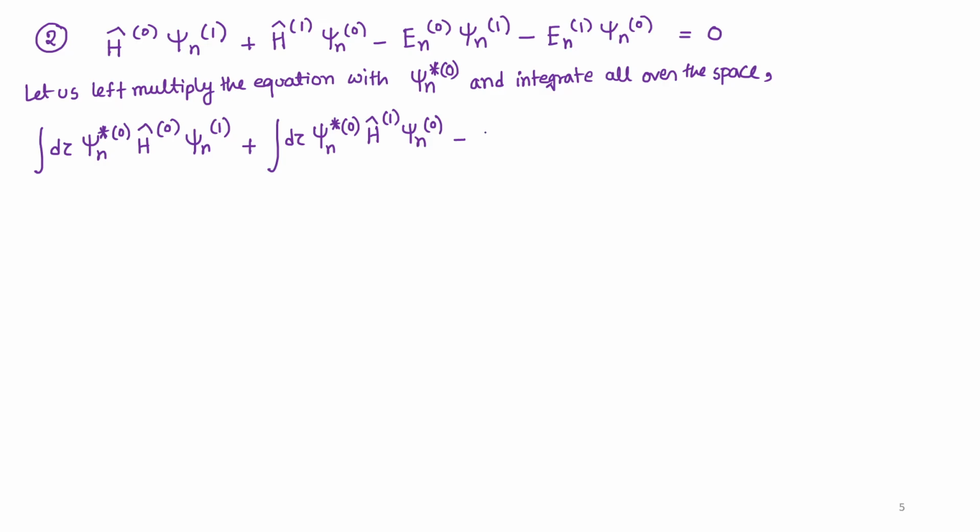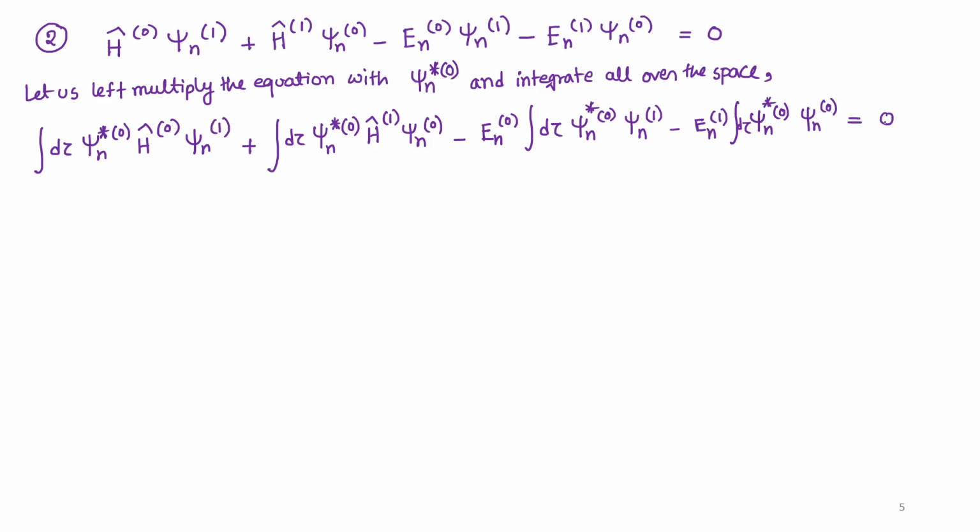What else do we have? These are constants, so we'll keep them outside the integral: d tau, psi n zeroth star of that and psi n first. And what else do we have? En first order, psi n zeroth complex conjugate of that, obviously left multiplying, d tau and psi n zeroth.